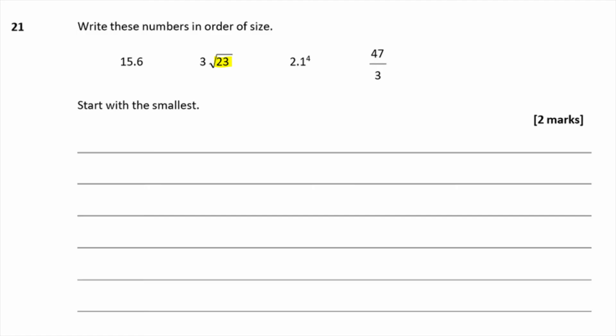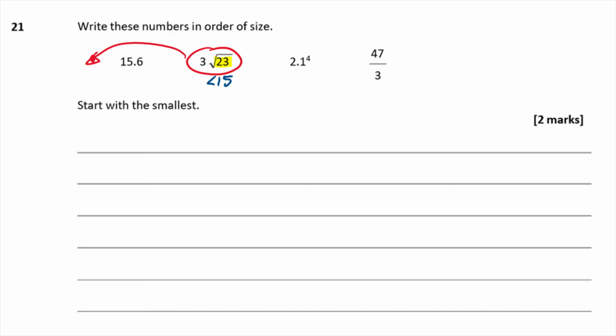So I'm thinking that the root of 23 must be 4 point something, close to 5, so like 4.8, 4.9, something like that. So let's say it's about 4.8, a little bit under 5. If I multiply that by 3, I'm going to get something that is a little bit less than 15, aren't I? It's definitely less than 15, okay? So I know that this one here then is going to go before the 15.6, and it has to be before that one because this one is definitely below 15, whereas that one is definitely above 15, okay?